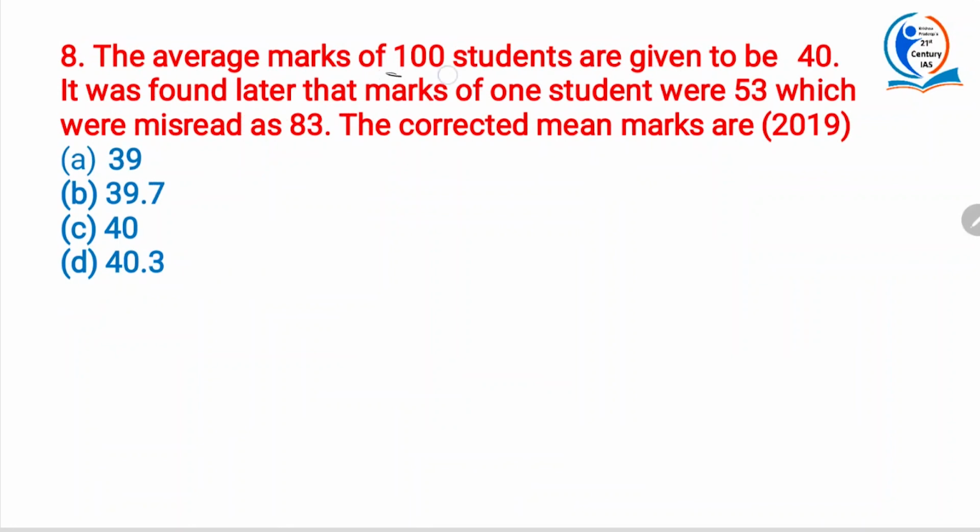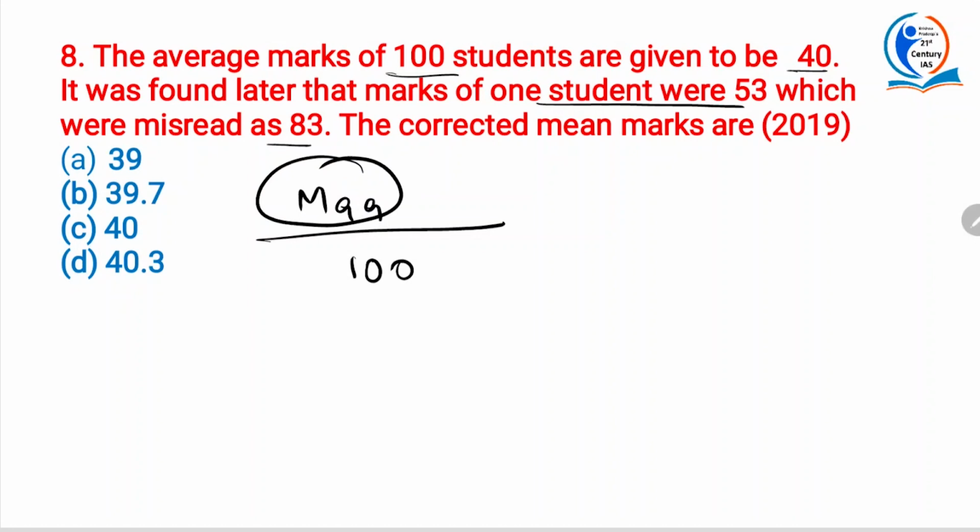The average marks of 100 students are given to be 40. It was found later that the marks of one student were 53, which was misread as 83. The corrected mean is, okay. Here, the total number of observations is 100. So we have no issue with the 99 students.